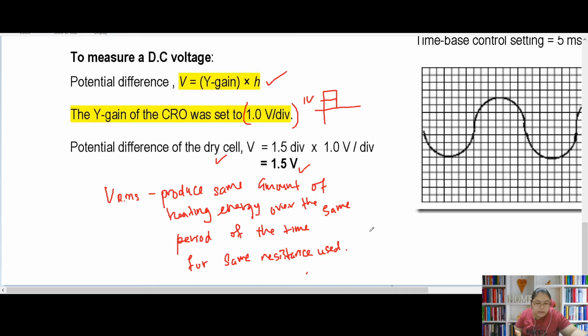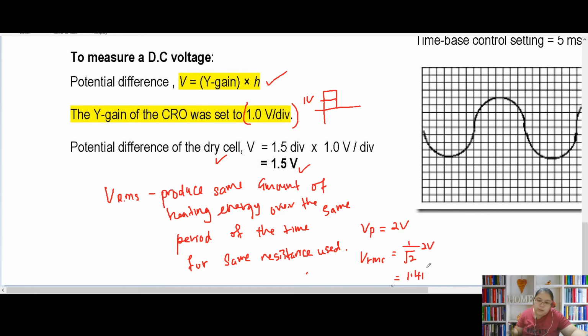If VP is 2 volt, what should the root mean square be? So for root mean square we need to do the calculation: 1 over square root 2 multiplied by 2 volt. So you get the answer 1.41.